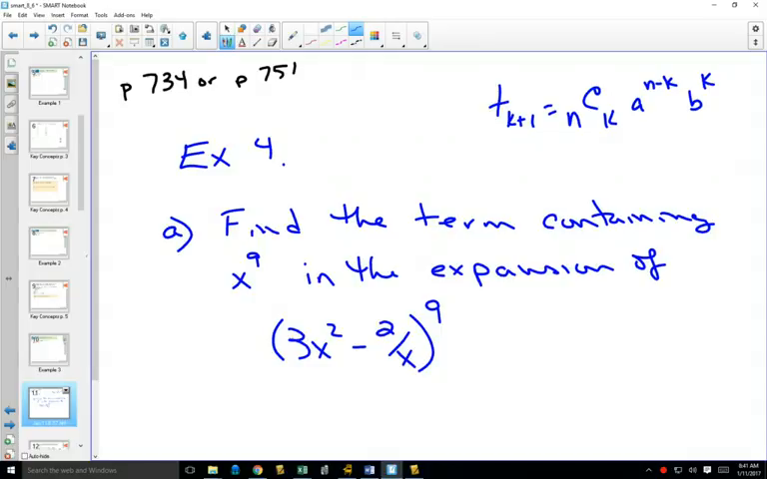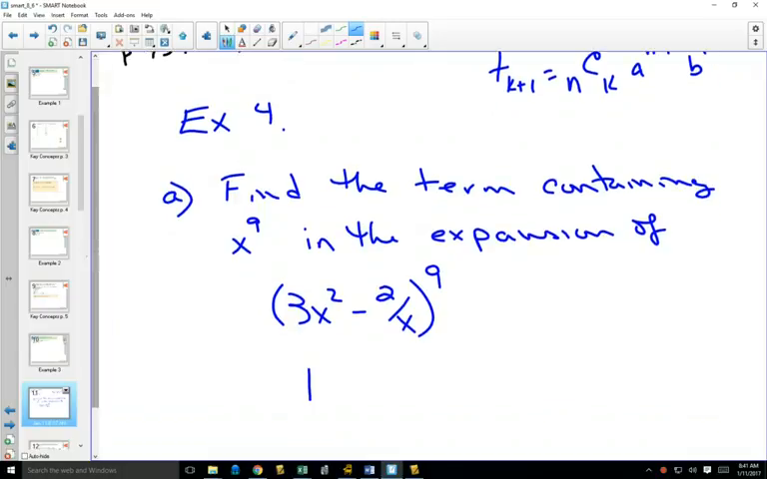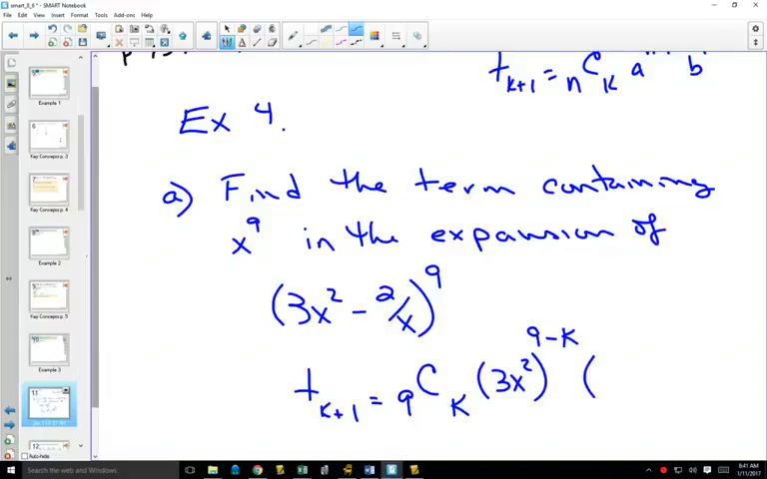We don't know if it's term 1, term 2, term 3, term 4, term 5. So when we go to the formula, we don't know what k is. In fact, we could plug everything in except for k. So if we go to the formula and say, okay, t_(k+1) equals, I know that n always comes from the exponent, so it would be 9 choose k. a is our first term, so that would be 3x squared. And this would be 9 minus k. And b is always from our second term. So this is what we have in our formula, but we don't know what k is.